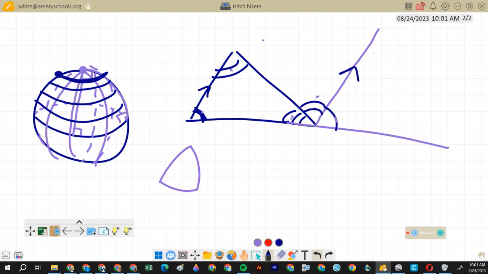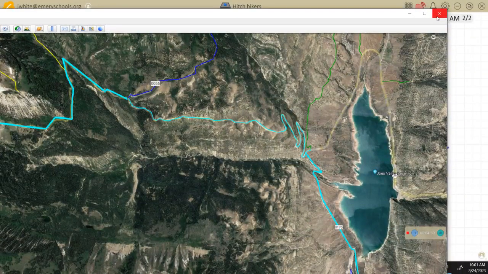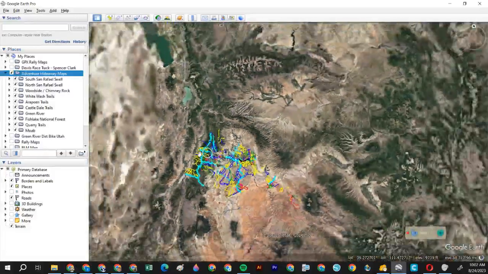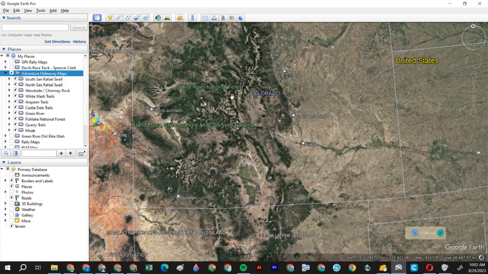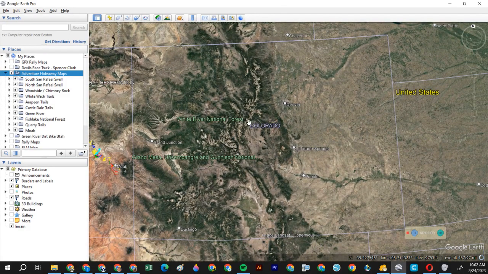Why do we care? Well, maybe you don't. But just in case you do, I want to show you something. The mighty state of Colorado, right? A lot of you think Colorado is a rectangle because most maps are flat. And they have to kind of cheat to make Colorado look like a rectangle.